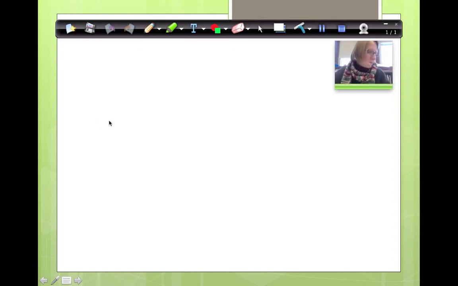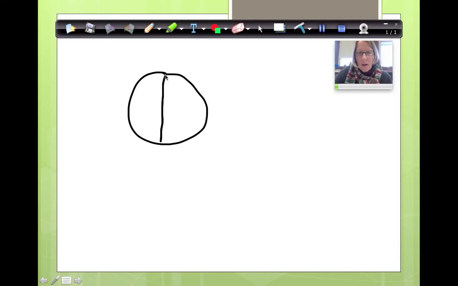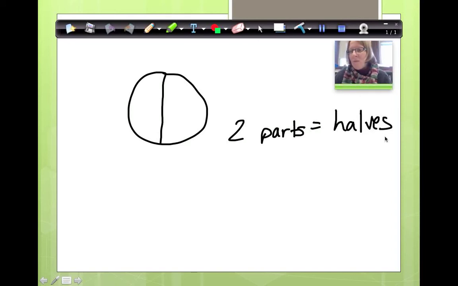Now, I'm going to draw a circle. Now, watch as I cut my whole circle and tell me how many equal parts I made. Okay? How many equal parts did I make or try to make? 2, right? Okay, so what is the name of each part? This would be a half. So 2 parts equals a half, or halves when we want to write more than one, but 1 is a half. See how we spell it differently? We change the F to the V.